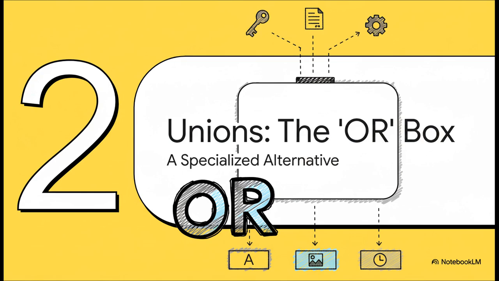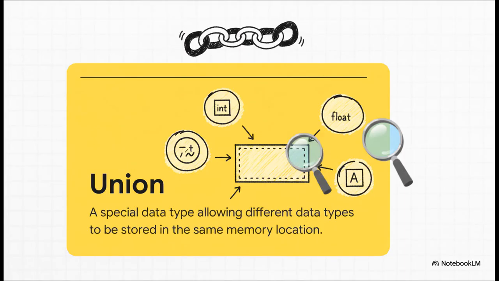Okay, that makes sense. But what if your problem's a little different? What if you don't actually need to store everything all at once? What if you only need to store one of many possible things at a time? And that, my friends, is where the union comes into play. It's a pretty special data type, and it's all about efficiency. You can define a bunch of different members it could hold, but the catch is it only actually holds the value for one of them at any given moment.